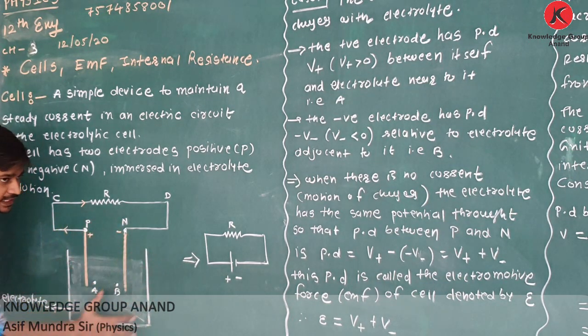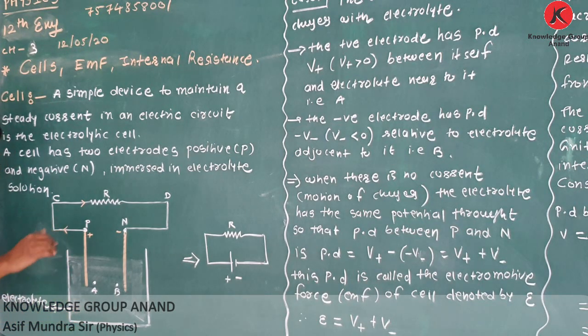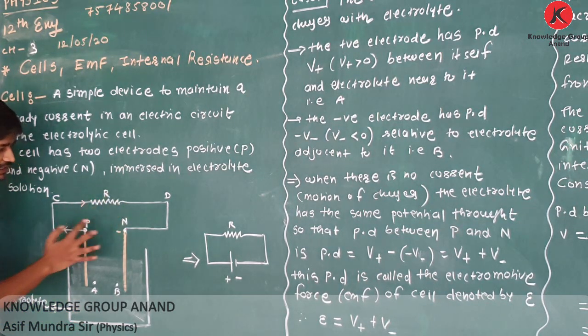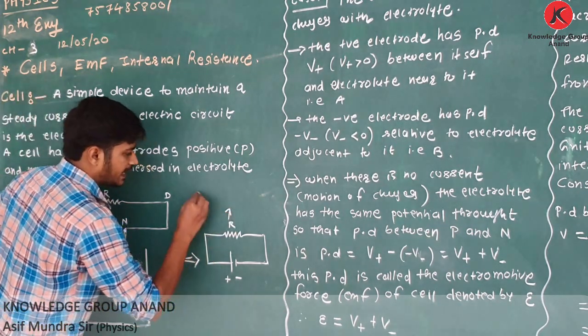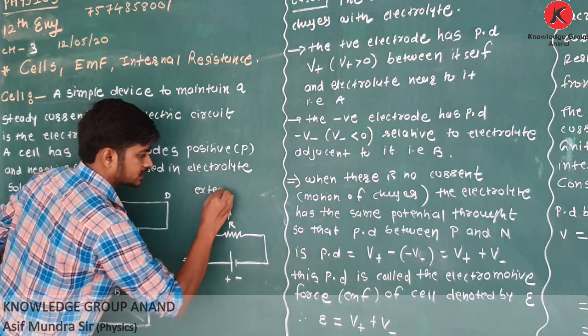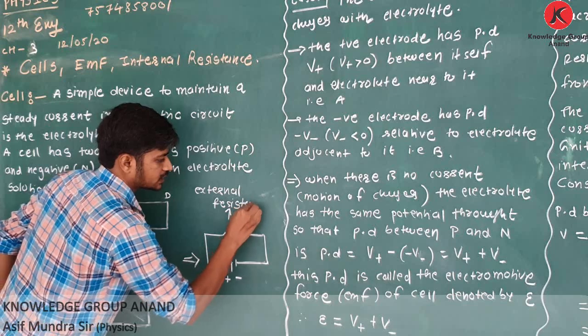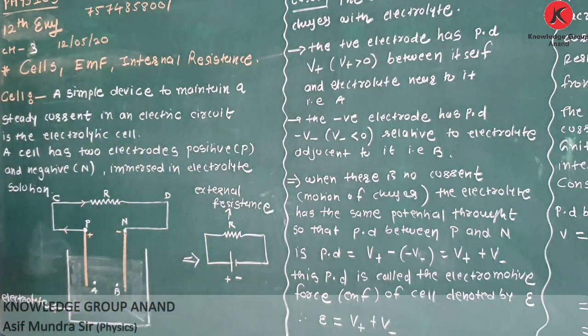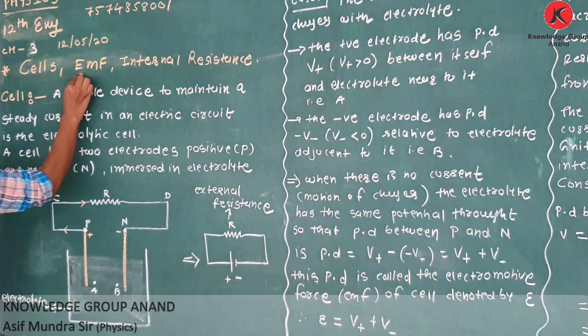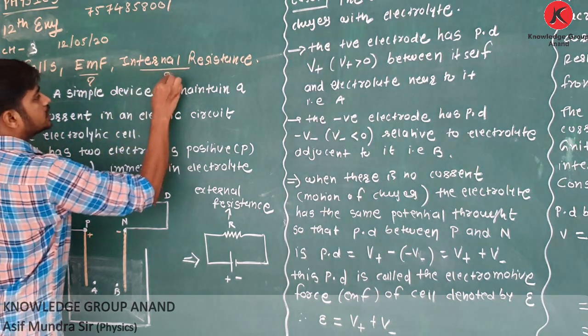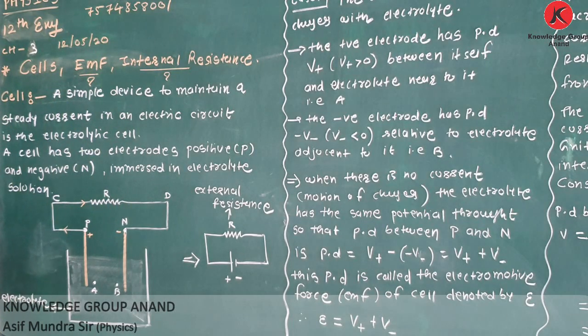So it is an electrolytic cell, a chemical cell. It is connected with this external resistance R. Capital R is the external resistance. Here it is connected with the external resistance. Now, what is EMF? What is internal resistance? That we will see. First of all, see, it is an electrolytic solution.